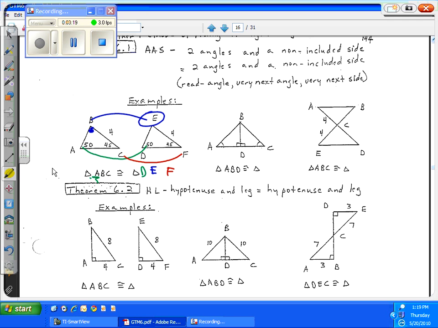There's a theorem that says if two angles of one triangle are equal to two angles of another, then the third angles are equal. So we could conclude that B is equal to E by that. Or we could say, since the triangles are congruent, angle B is equal to angle E because corresponding parts of congruent triangles are equal. A couple of different ways that we can use to conclude that angle B is equal to angle E. Okay?